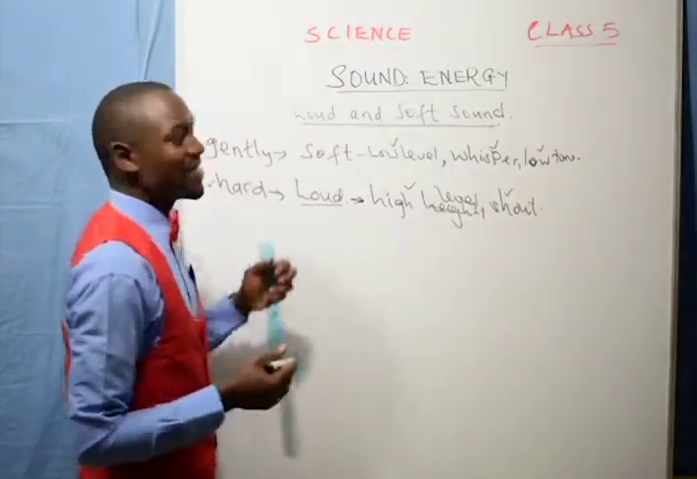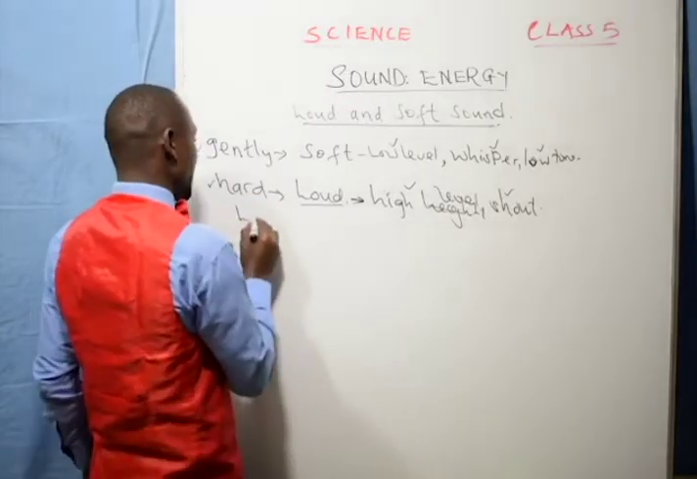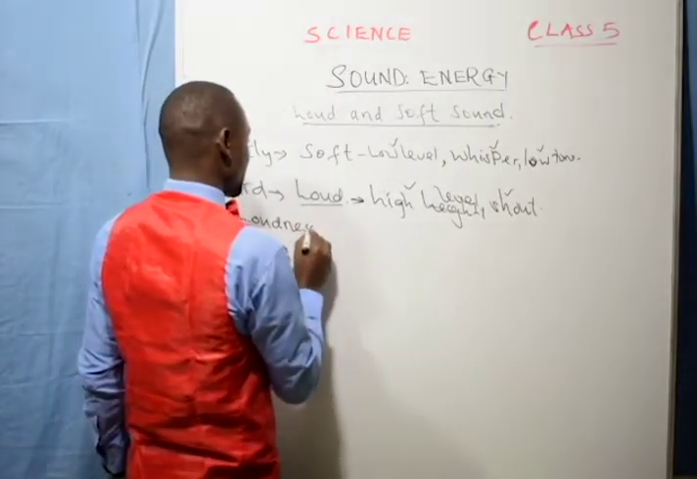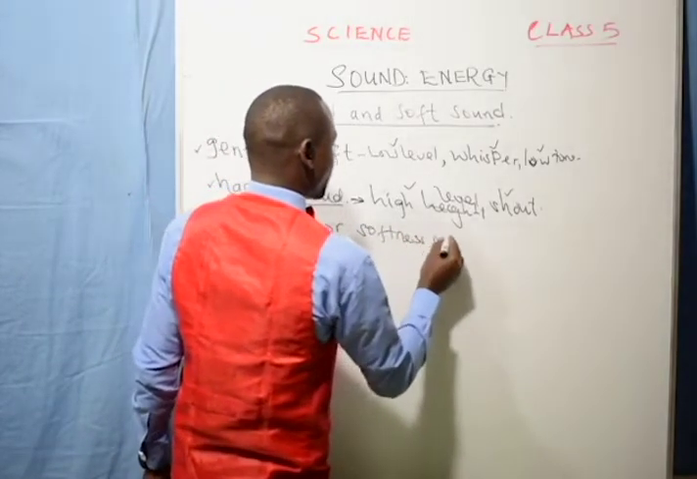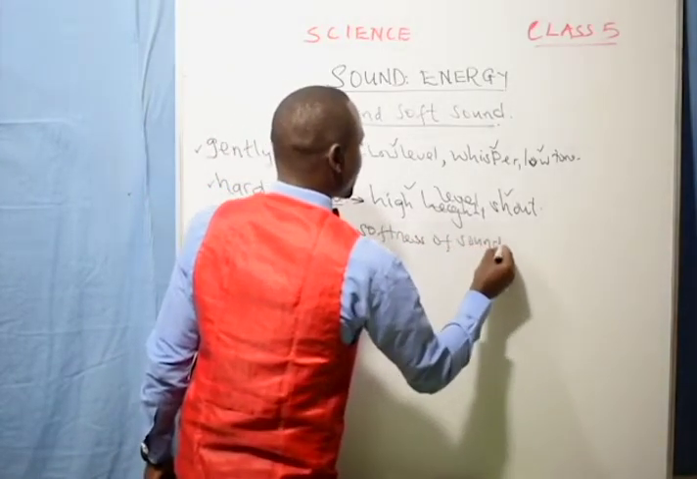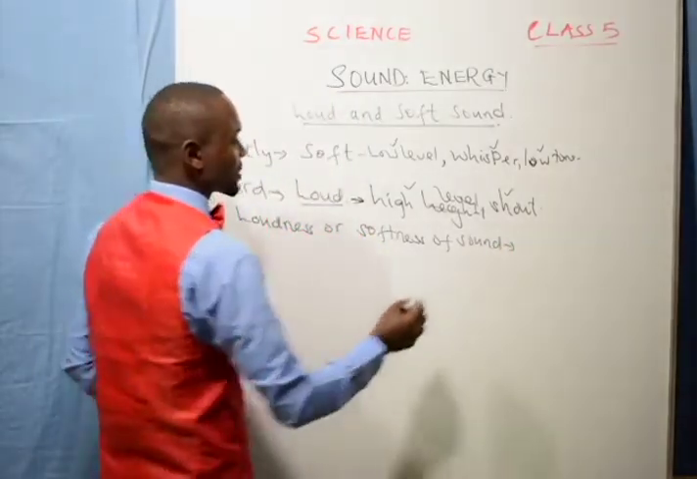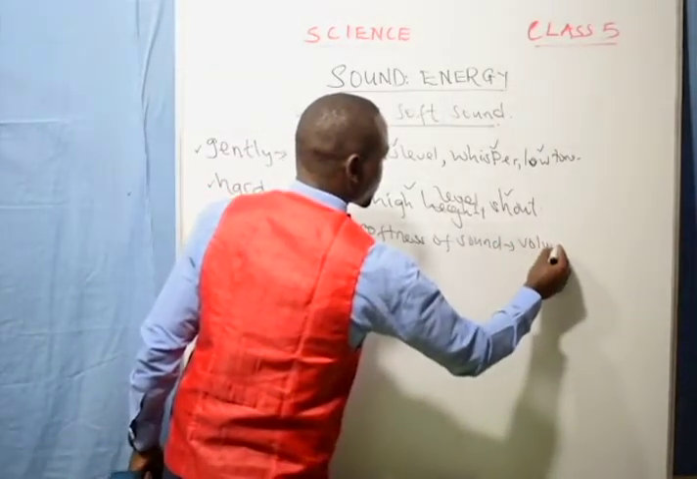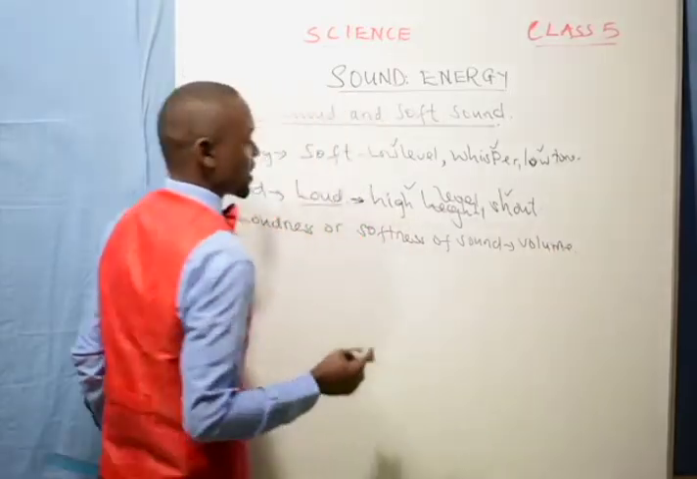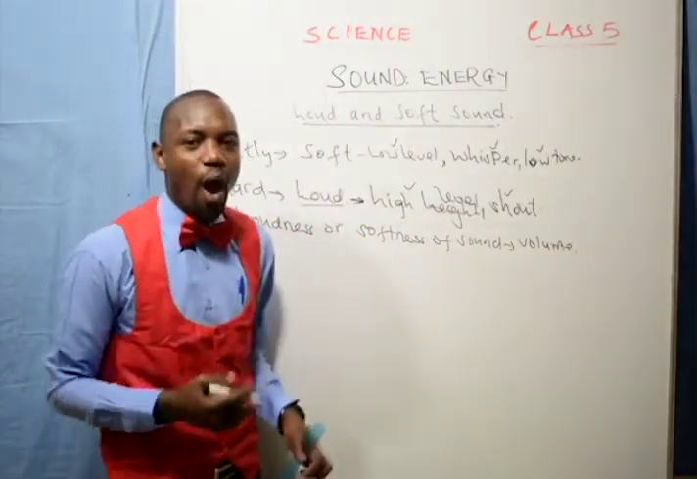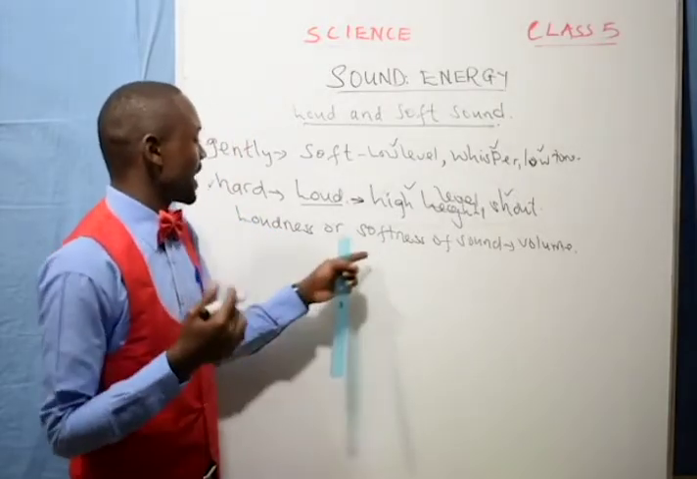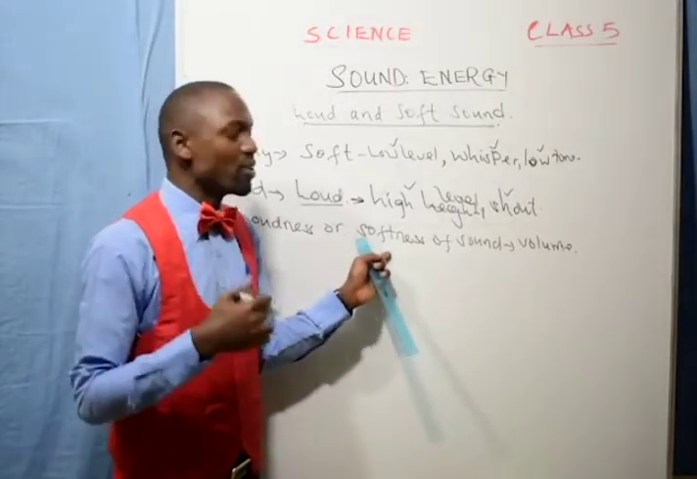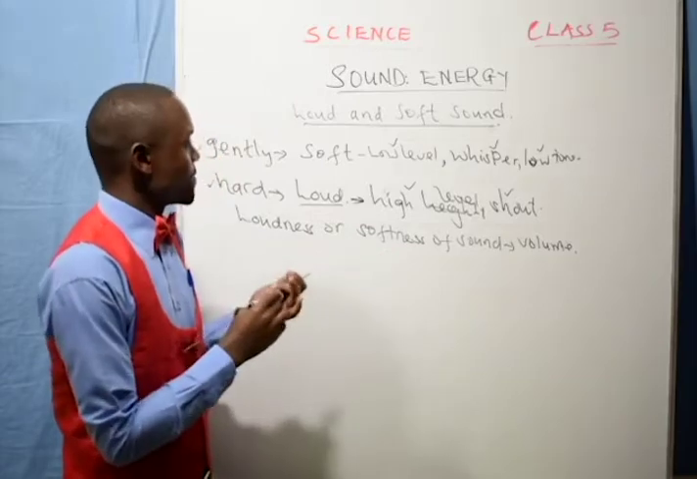We say the loudness or softness of sound is called volume. It's called volume. Volume is how loud or soft a sound is.